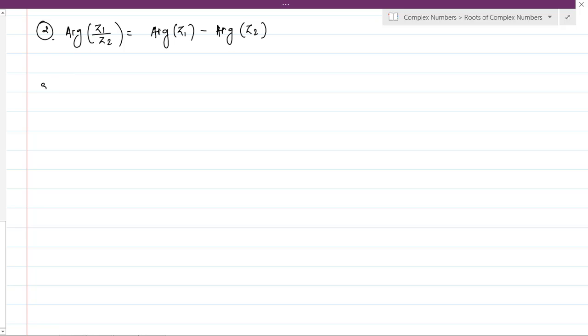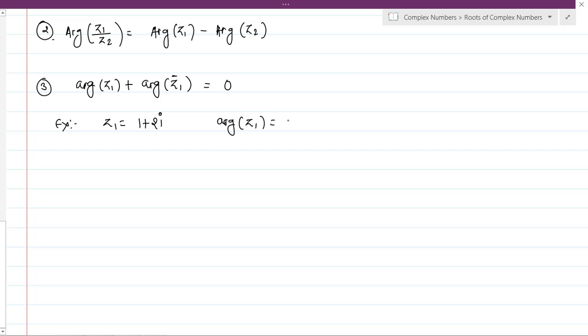Okay, so the third property is the argument of z1 plus argument of its complex conjugate is always equal to 0. You can verify this. Okay, let's verify this. So for example, if I take z1 equal to 1 plus 2i, then what will be its argument?